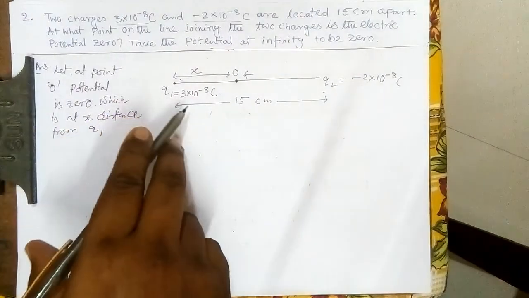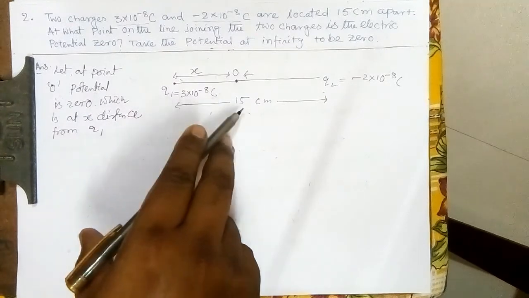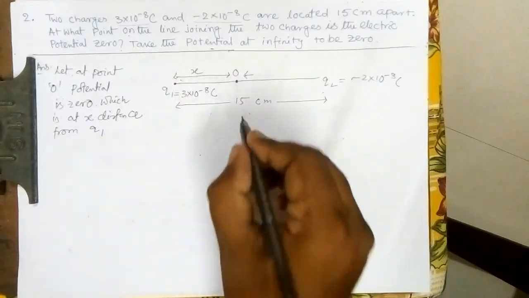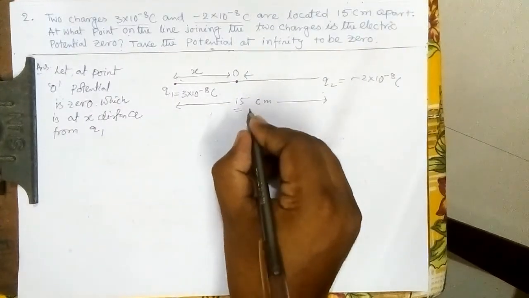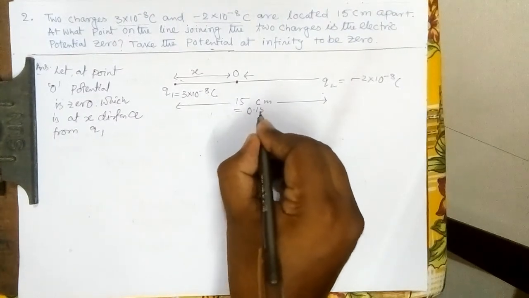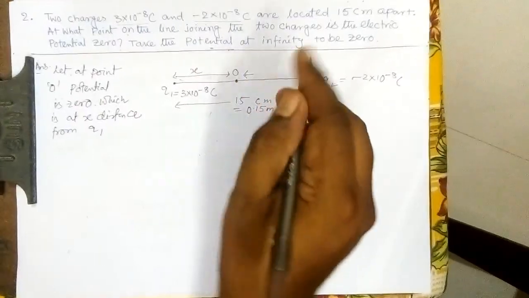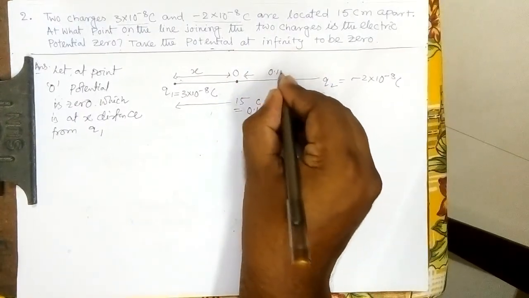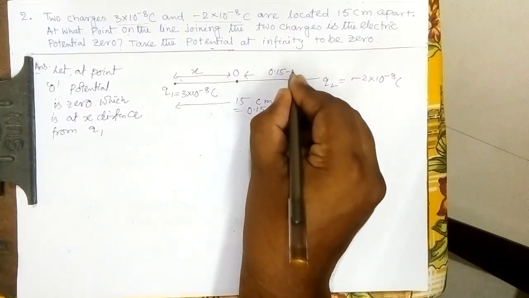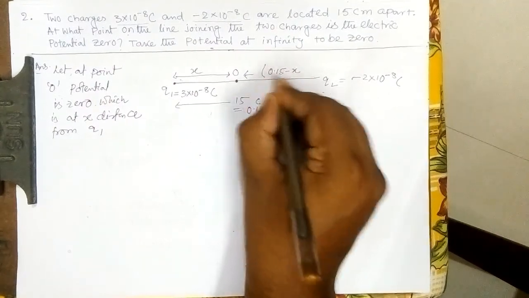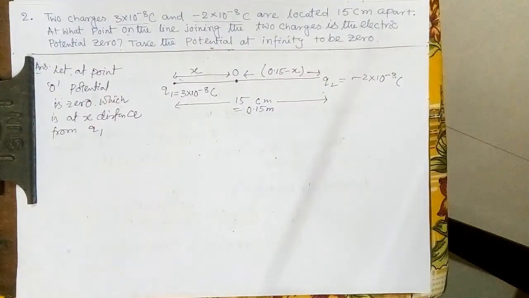Now you see the charge is given in coulomb and the distance is 15 centimeter, so we have to convert it into meter. That is 0.15 meter. Now the rest of the part will be 0.15 minus x. So we have found the two distances.